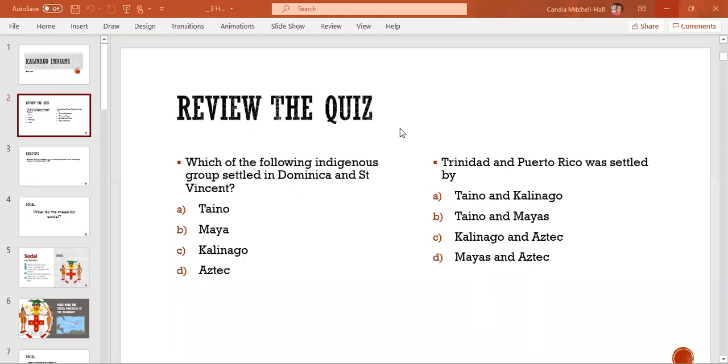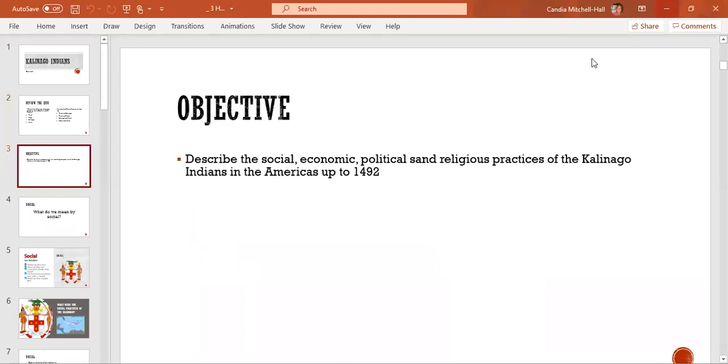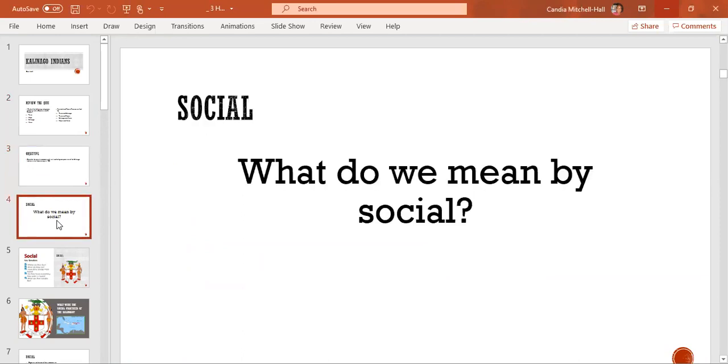That's the answer. So for today's class, the objective is that we're going to describe the social, economic, political, and religious practices of the Kalinago Indians in the Americas up to 1492. Baker, when we talk about social, what are some of the questions we're asking?